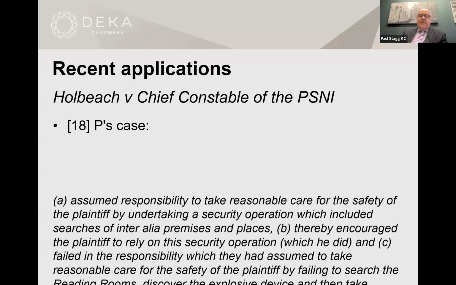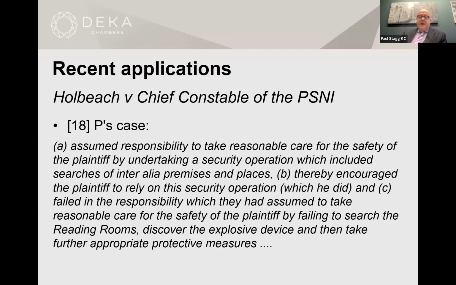The plaintiff's case, as clarified at the hearing, had 3 elements to it. A, the police were said to have assumed responsibility to take reasonable care for the safety of the plaintiff by undertaking a security operation, which included searches of inter alia premises and places. B, they thereby encouraged the plaintiff to rely on the security operation, and he did so. And C, that they failed in their responsibility, which they'd assumed, to take reasonable care by failing to search the reading rooms and discover the bomb.